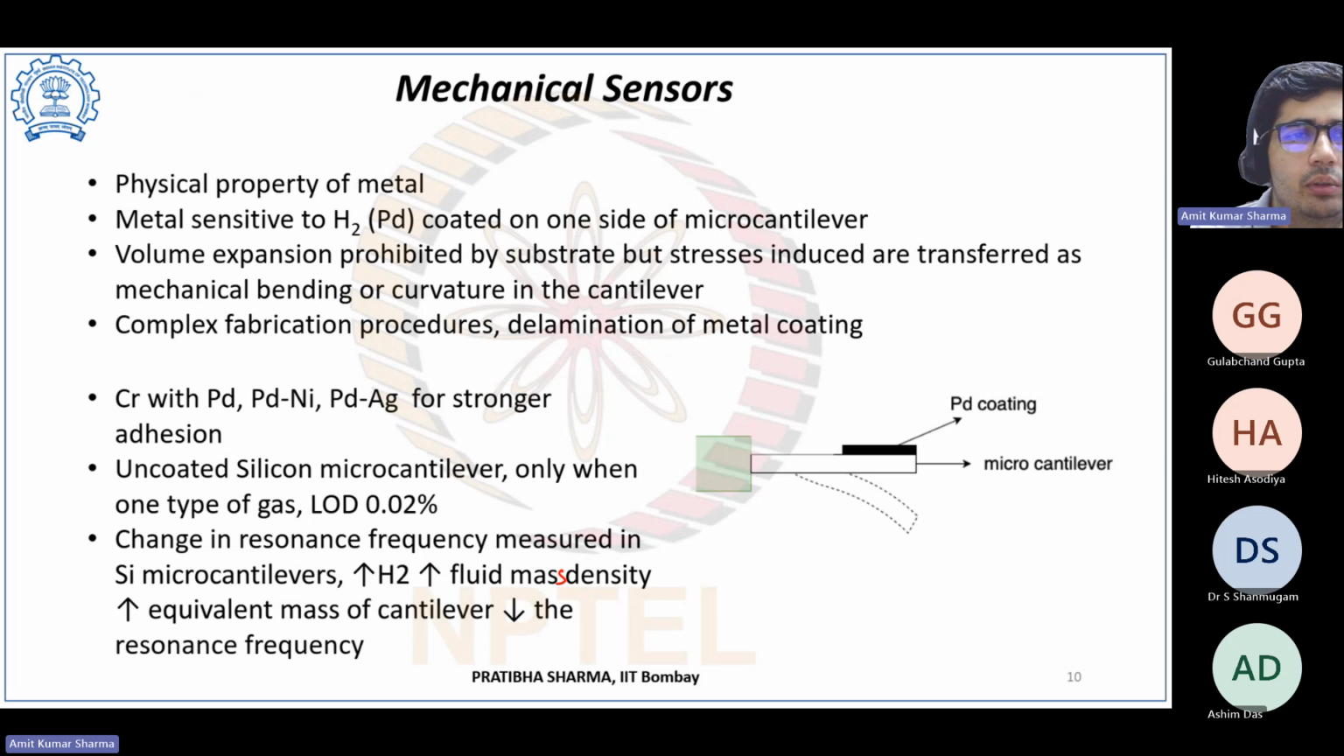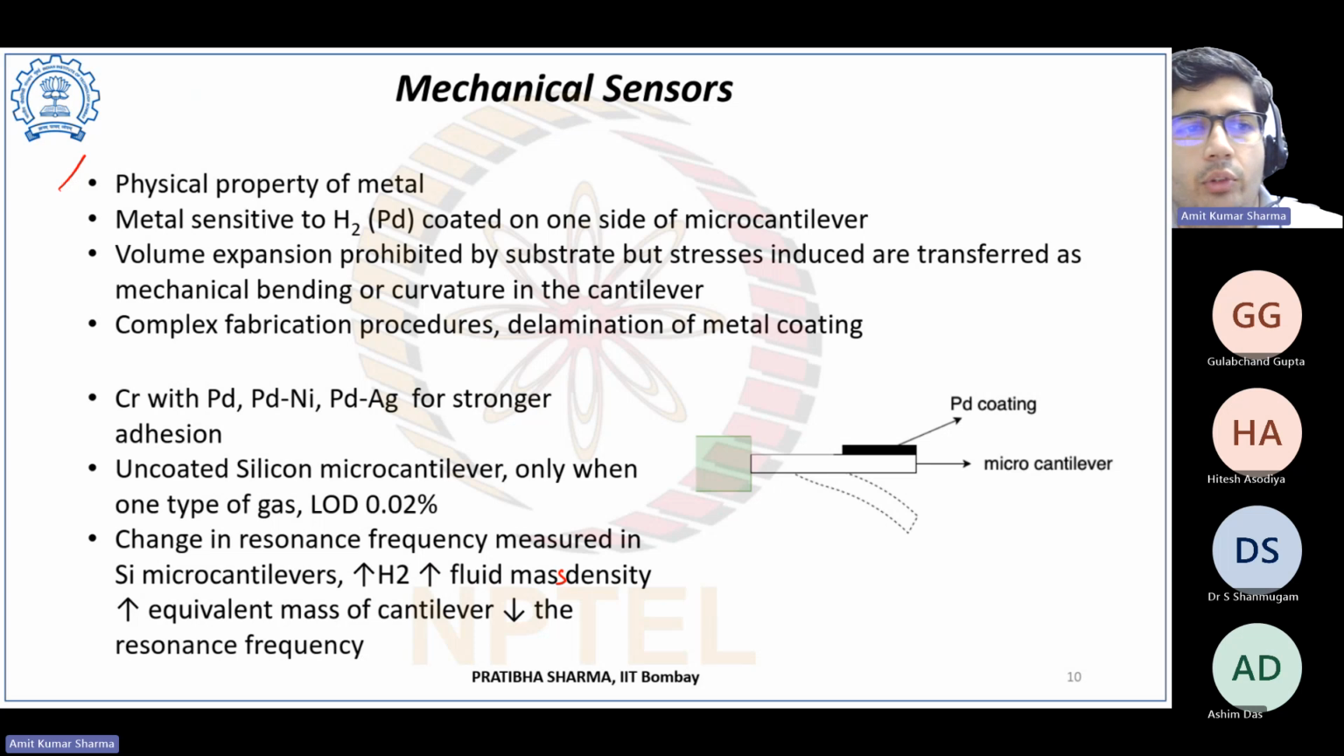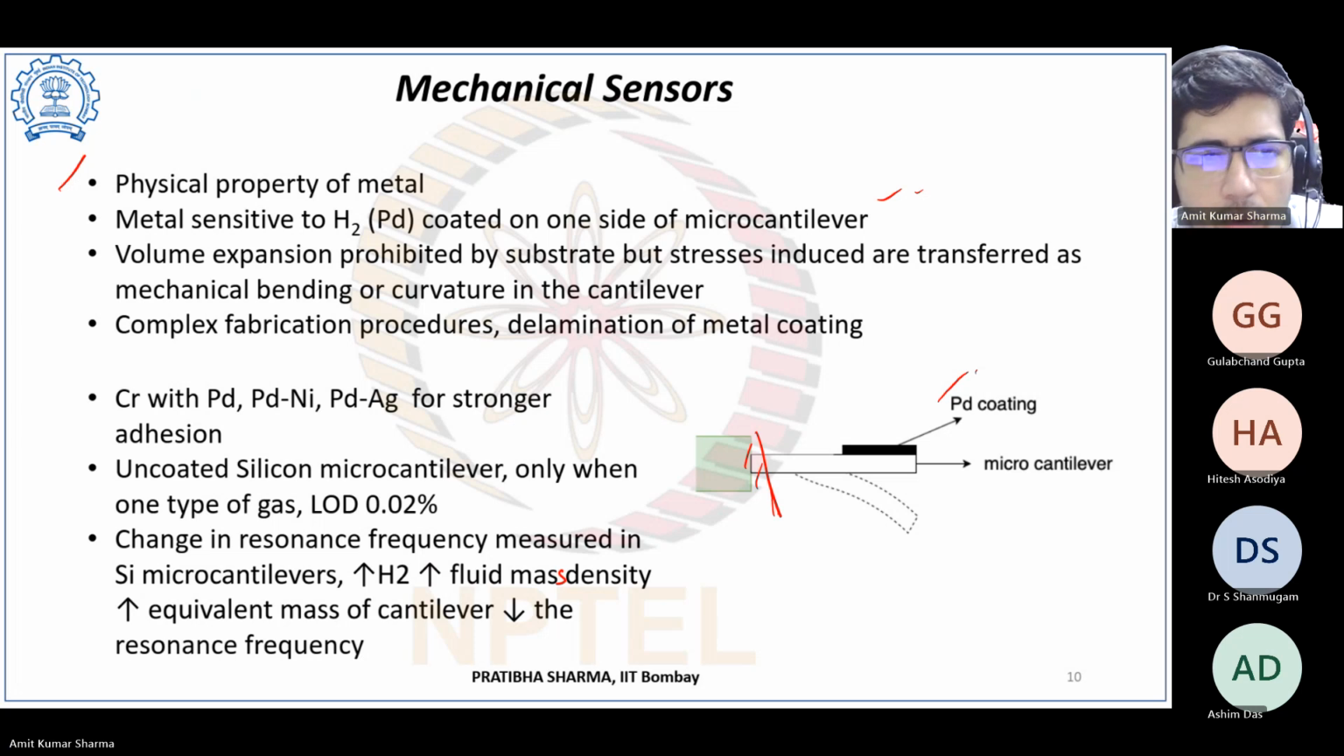In mechanical type, it is based on the physical property of metal. A metal sensitive to hydrogen is coated on one side of a micro cantilever. So you can see it's a cantilever. It's a fixed stand, then there is a micro cantilever, there is a beam. Here we do the Pd coating. If there is hydrogen, then that will come onto this side, and you can just consider the weight will increase, so it will put some stress here, so it will bend a little bit down.